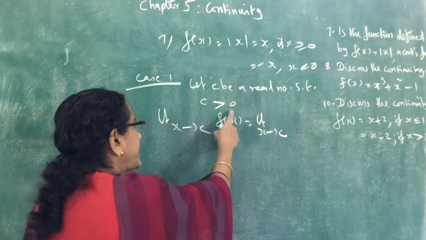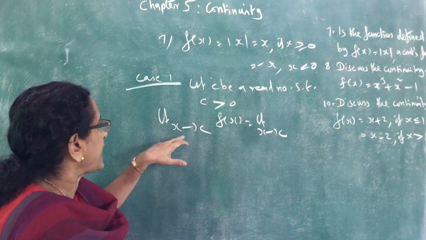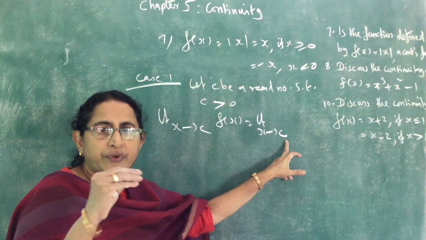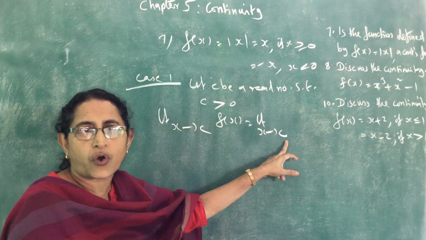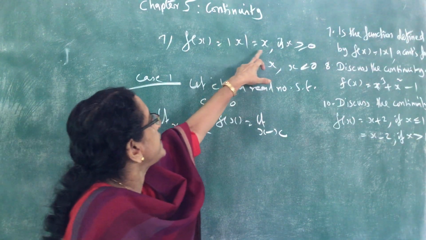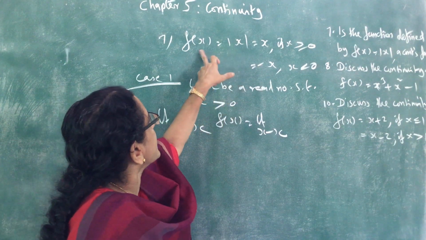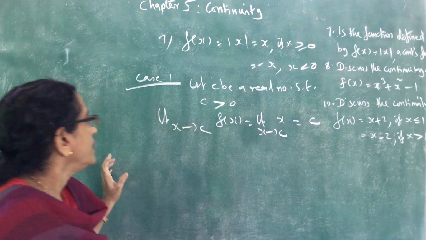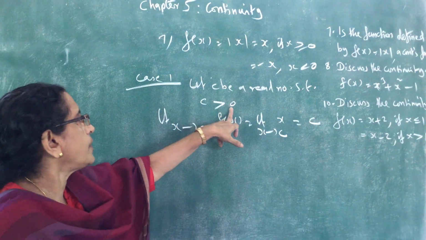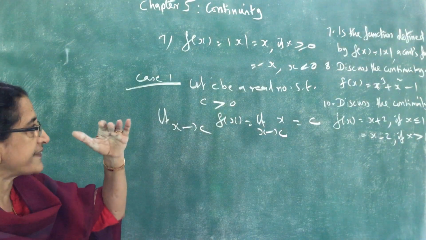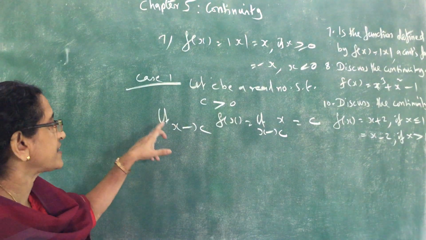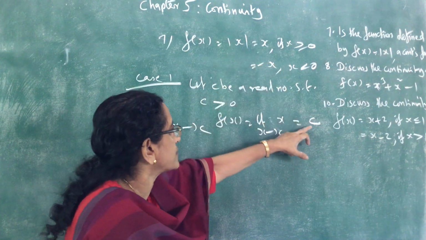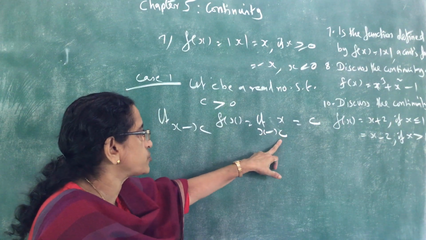So limit x tends to C. What is f of x? When C is a number greater than 0, and x tends to C, we consider x greater than 0, and the value of the function f of x is x. So when C is greater than 0, the function has the value x. So that is equal to C. When C is any real number greater than 0, we found the limit: limit x tends to C of f of x equals limit x tends to C of x, therefore C. In the place of x we substitute C, and we get C.